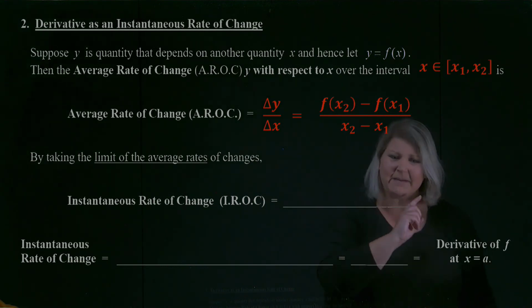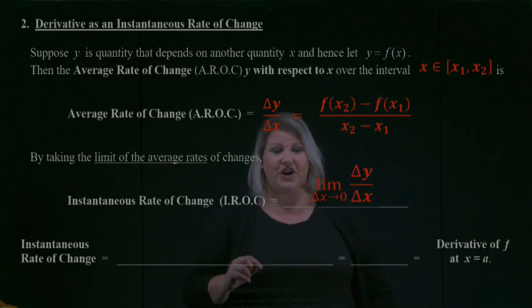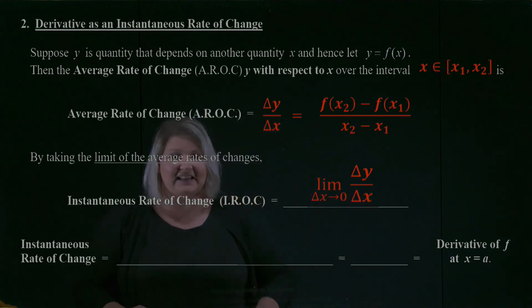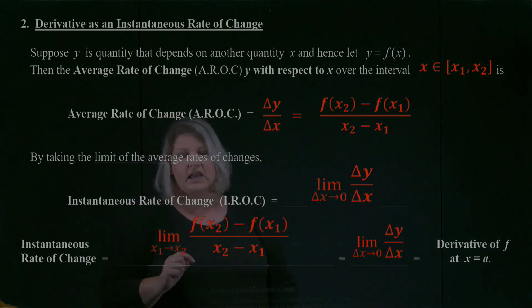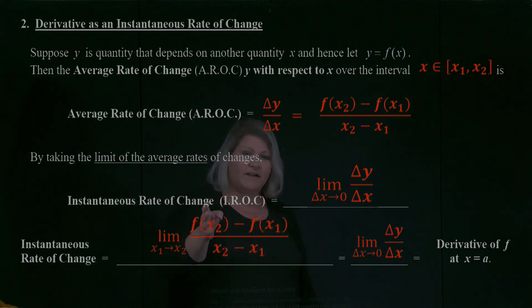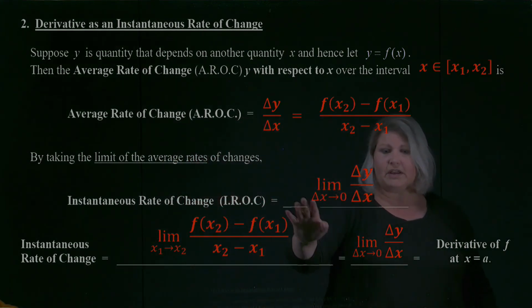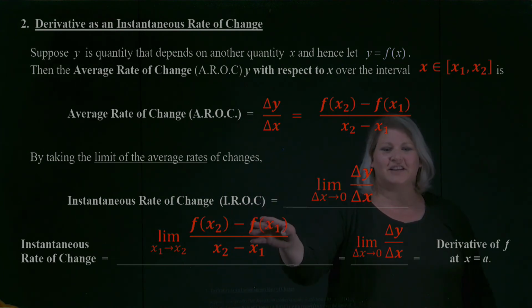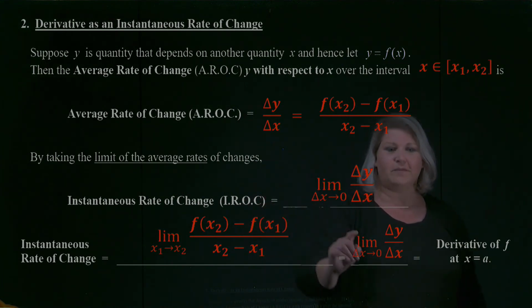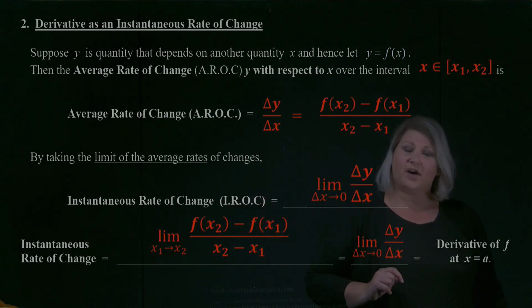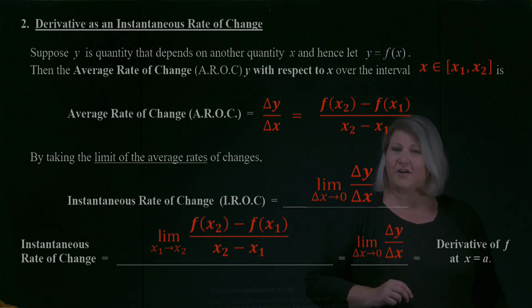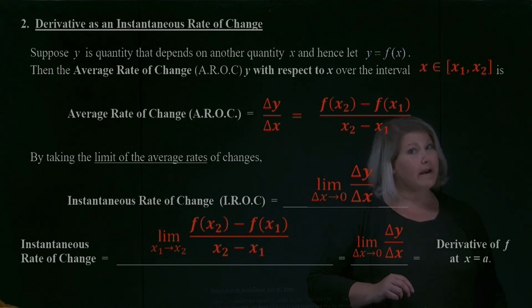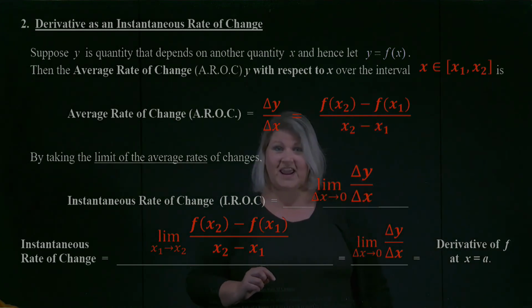By taking the limit of this average rate of change, we get this, which gives us our instantaneous rate of change. And instantaneous rate of change can be found in a couple of different ways. We can look at this as x sub 1 approaches x sub 2 of that slope formula, or consider when delta x approaches 0 of this delta y over delta x. Remember, delta means change.